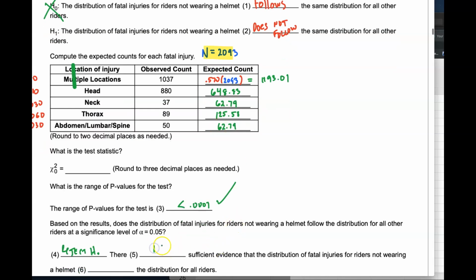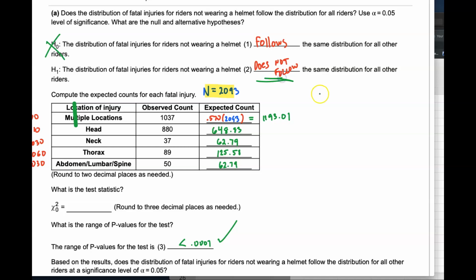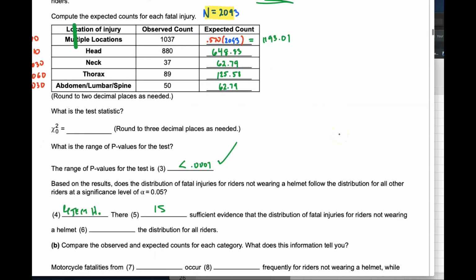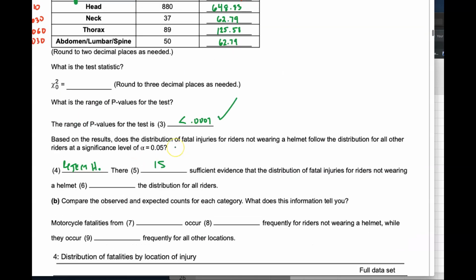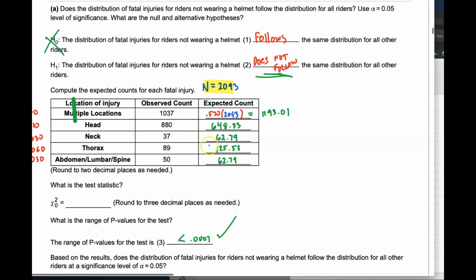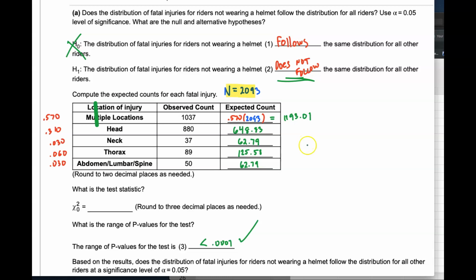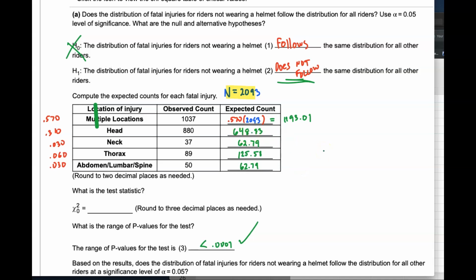There is sufficient evidence that the distribution of fatal riders not wearing helmets does not follow the same distribution. So that's what we're looking at. Of course, there are some other questions here, but we're just comparing them. And again, it doesn't tell us which one does not follow. It's just saying that we know it does not follow. So our conclusion is that not wearing a helmet does have an effect: it increases your likelihood of having a fatal injury. And you can see that, comparing them, some of them are pretty different from the other ones.